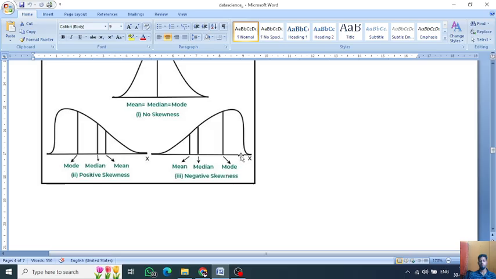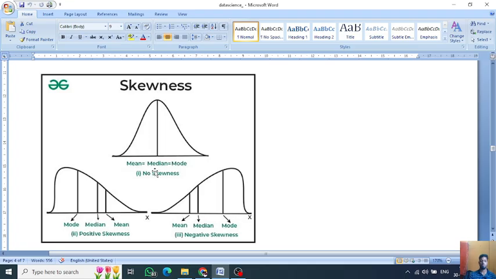This is a negative skewness. Here the left portion is long. If some negative value or very low value is present in your data set, then in that case your data will be moved towards the left. This is the pictorial view of skewness.